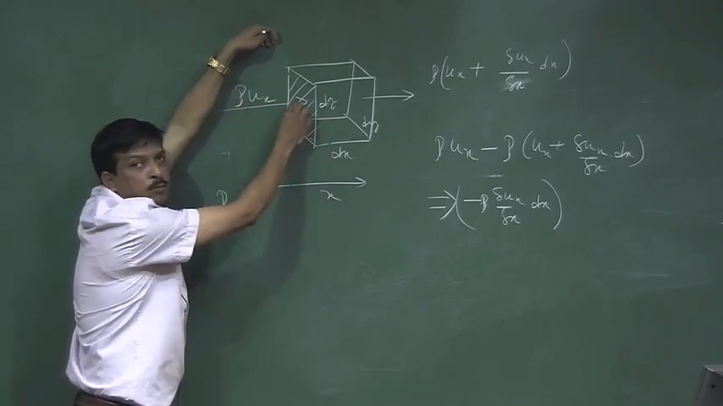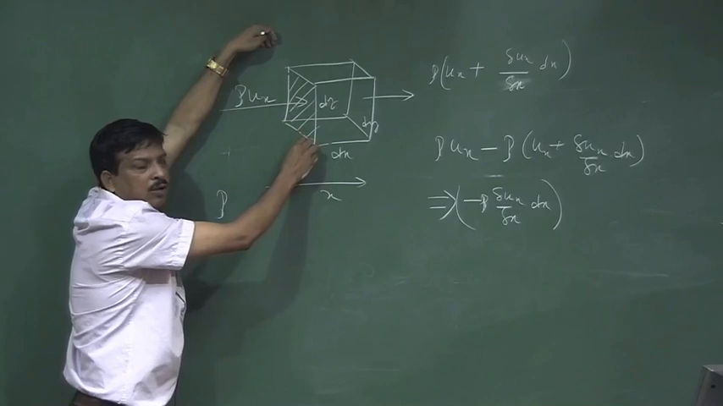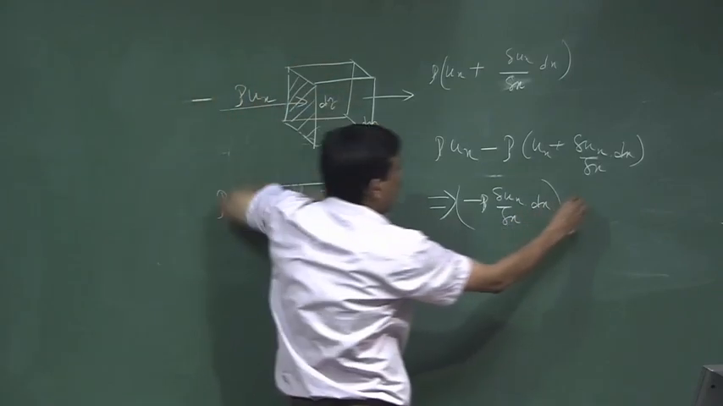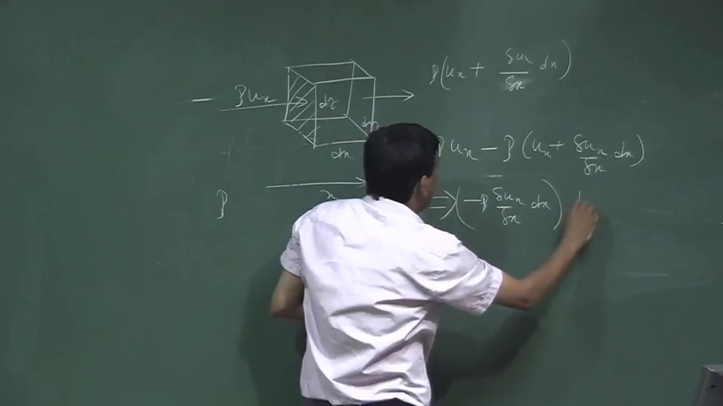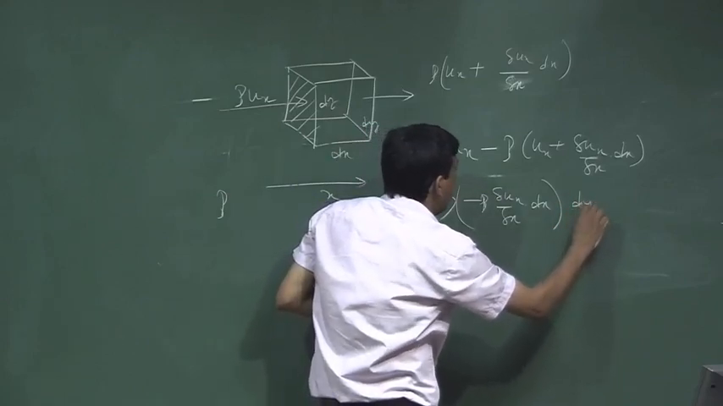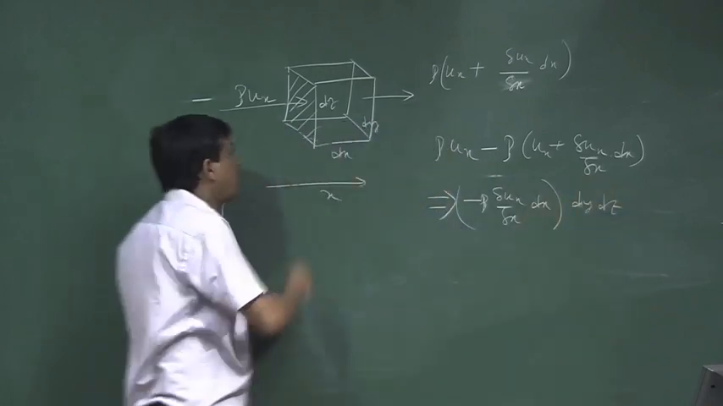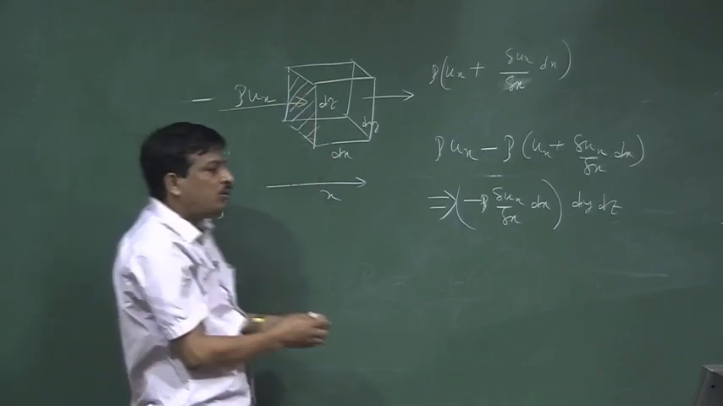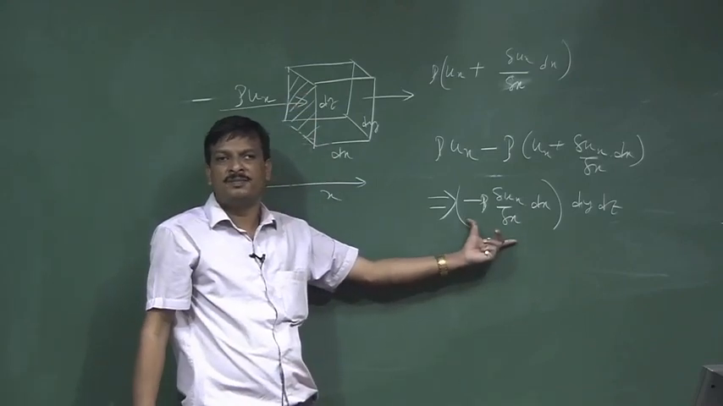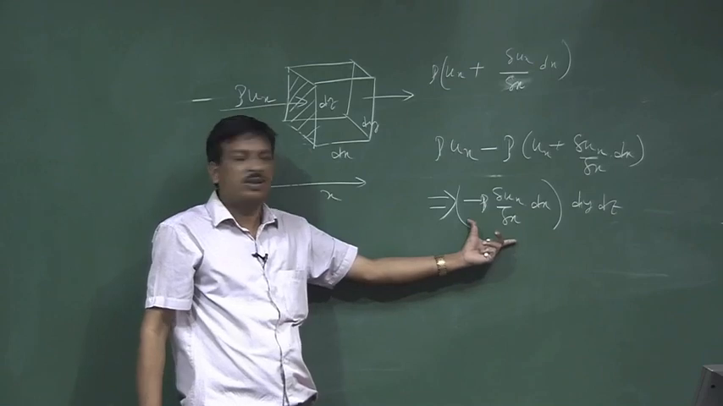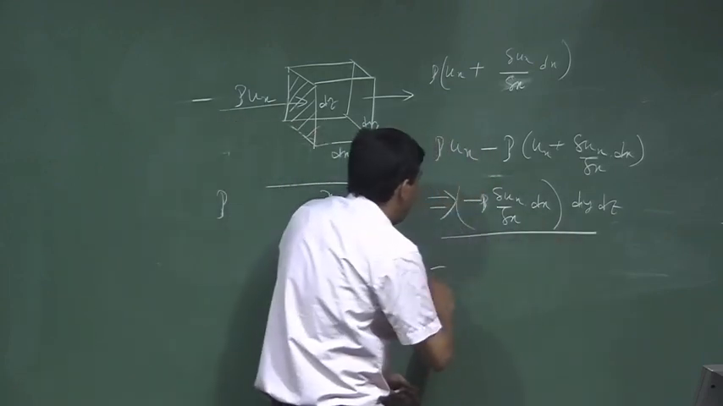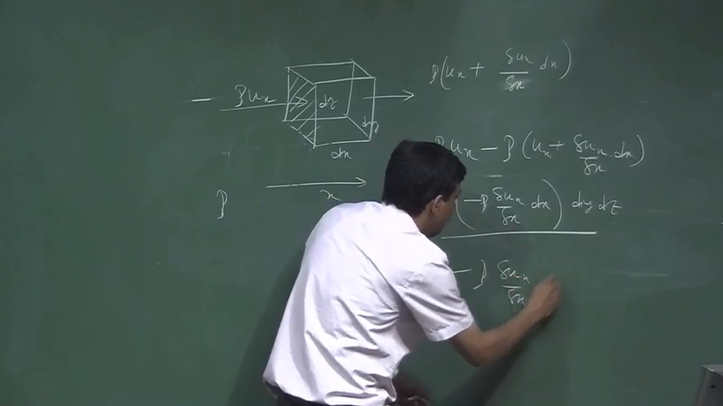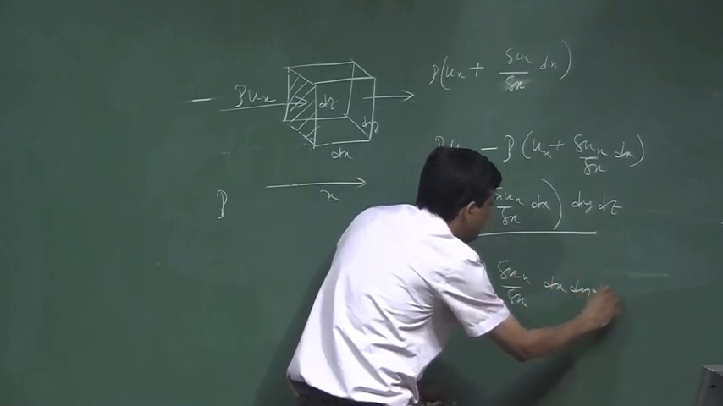I take one point, but the whole cross-sectional area will have mass injected into it. The cross section is del y multiplied by del z. So that is the total increase of the mass. This amount of mass will increase. In this case, it is rho del u x by del x into dx dy dz.